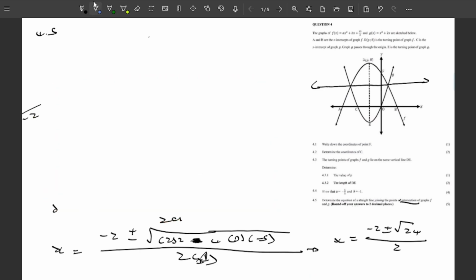Good. Now from here on, what we can do is say, using this, let me write it here on the top, x = (-2 ± √24) / 2. We can then find our x value to be 1.45, or x = -3.45, right?